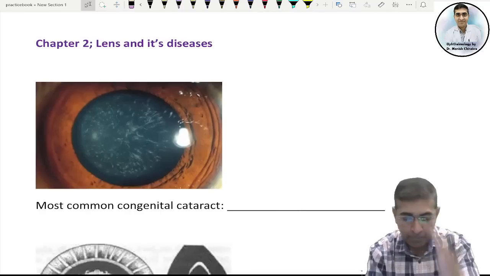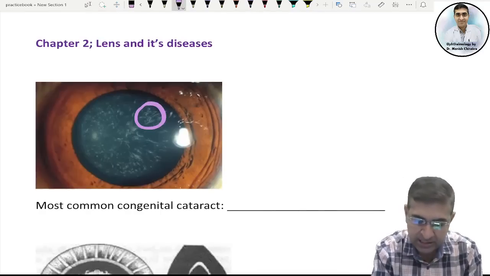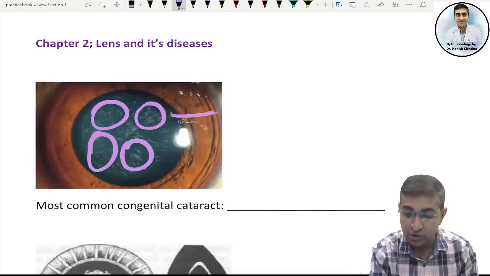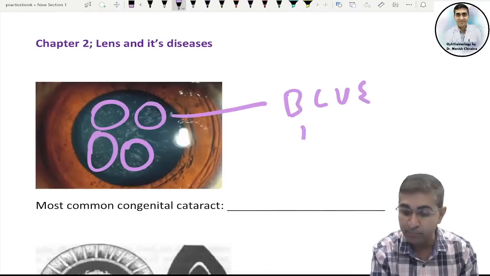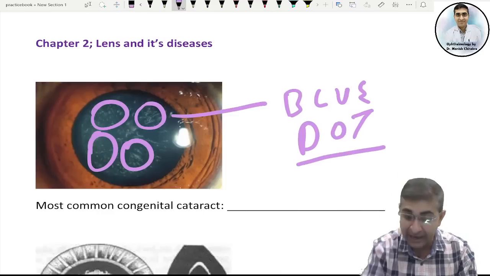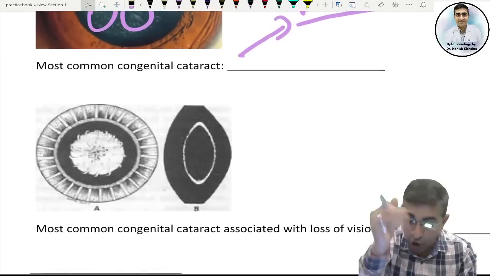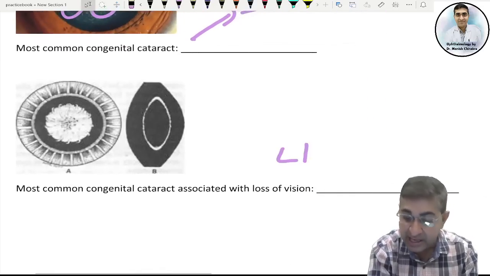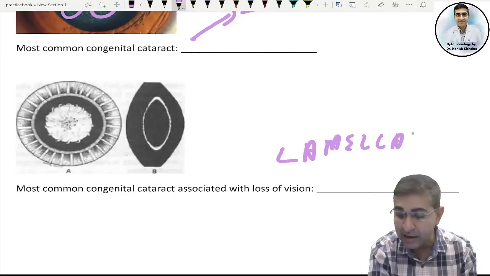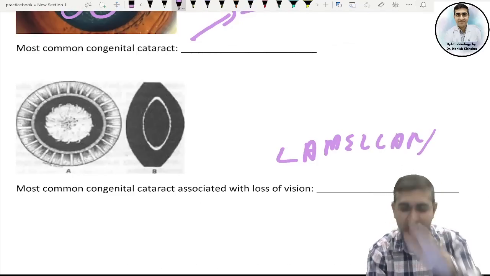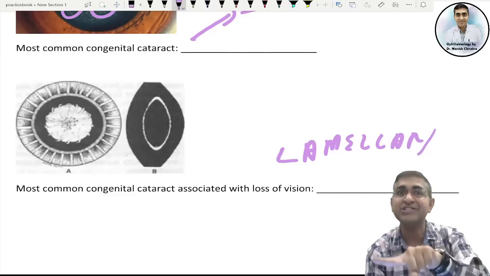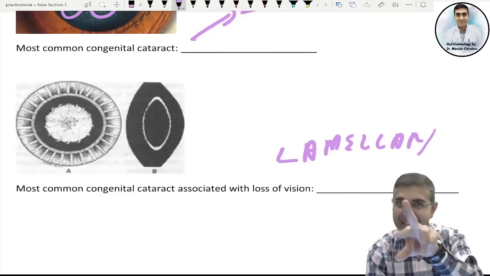Can you tell me most common congenital cataract? What is this? So this is your blue dot cataract. Most common congenital cataract is blue dot cataract. But the most common congenital cataract which is associated with loss of vision, boys and girls, is your lamellar, or one and the same thing, Sita Gita, not Sita Gita, Sita and Sita only, because it's one and the same thing. Sita Gita, two different people, na?